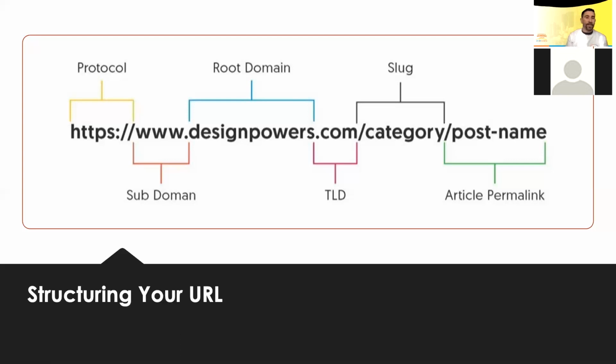The next part is your subdomain. So you see www as a subdomain, and that's pretty much the default. It stands for World Wide Web, and in the early stages, websites always had the www in front. Nowadays, you don't really need to have that. By default, if you type it in, you will get your website, but you can also add other subdomains like blog.designpowers.com or products.designpowers.com. So that is your subdomains.